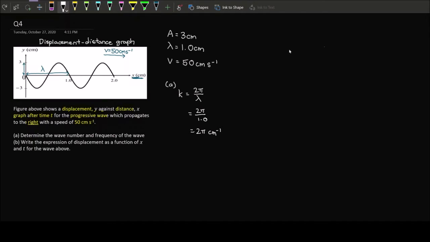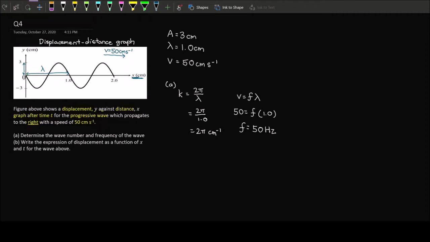Okay, so the next thing they ask for is the frequency of the wave. So you have lambda, you need frequency, and you have velocity. Well, probably something from SPM knowledge, it probably rings a bell: v equals f lambda. Now it's a matter of substituting 50 for v, then f is what you are finding, and your lambda is 1.0 cm. So if you shift around everything, your frequency will just equal 50 Hertz. Okay, very direct question.